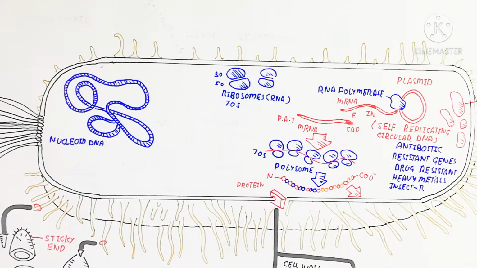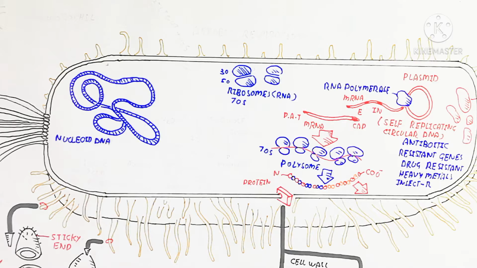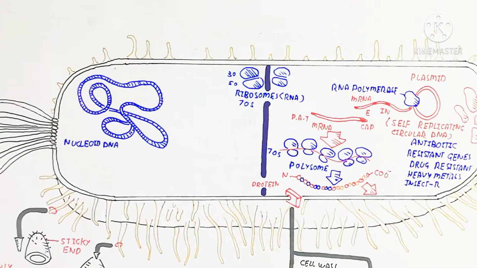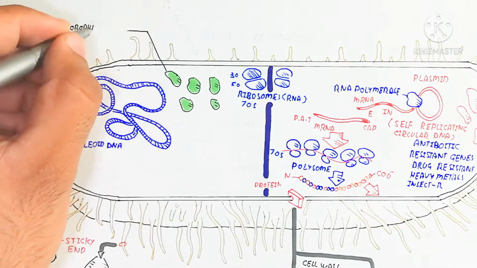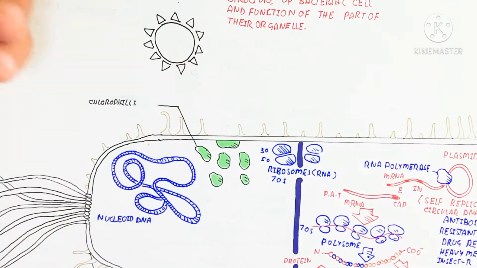These proteins contain an N terminal and a carboxyl terminal. The N is related to nitrogen, while the carboxyl is related to carbon.